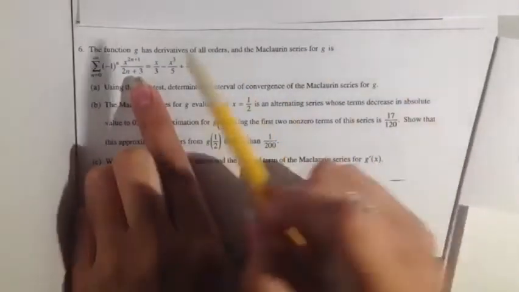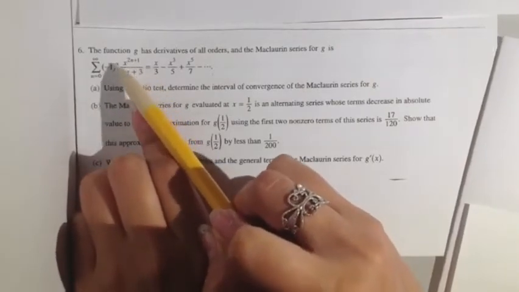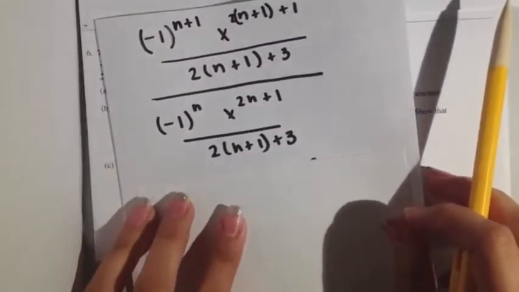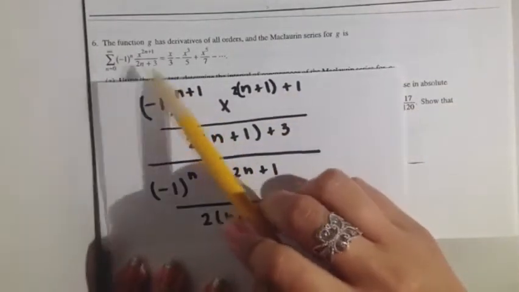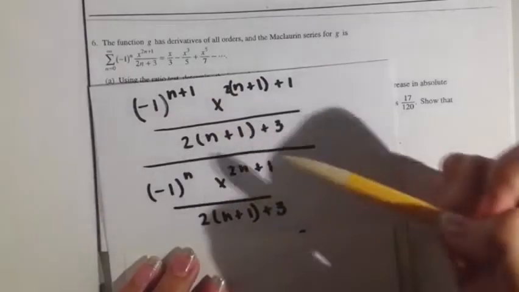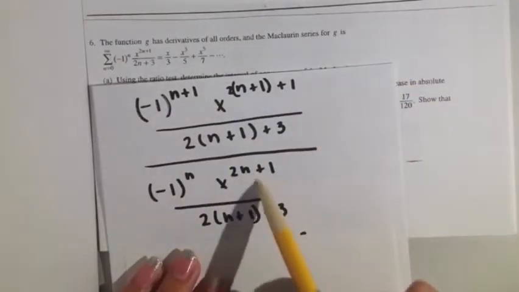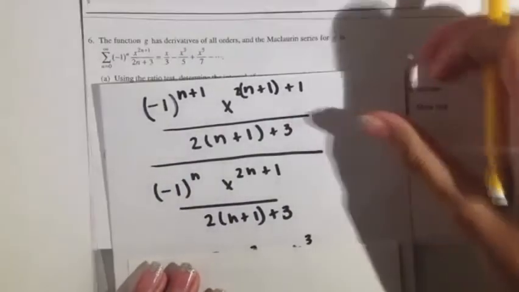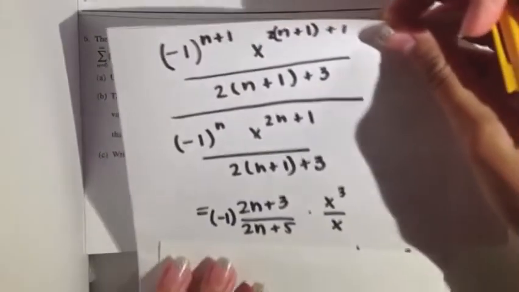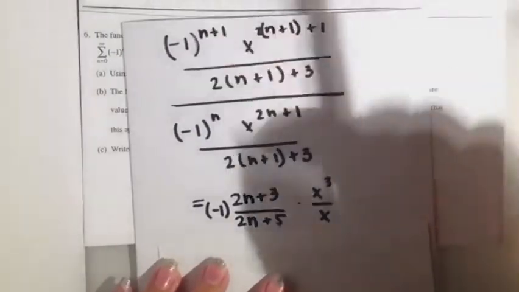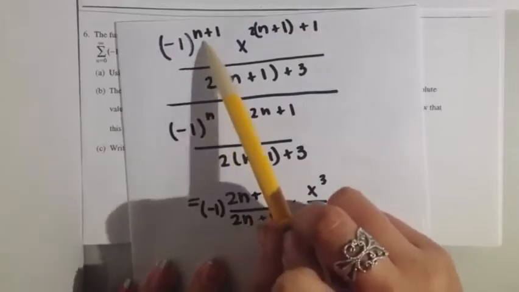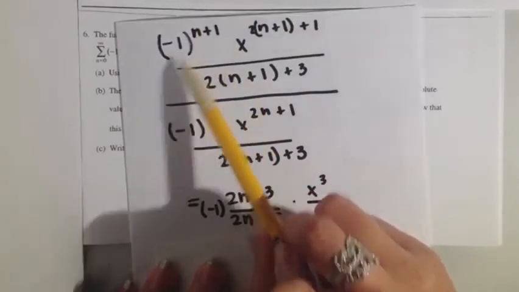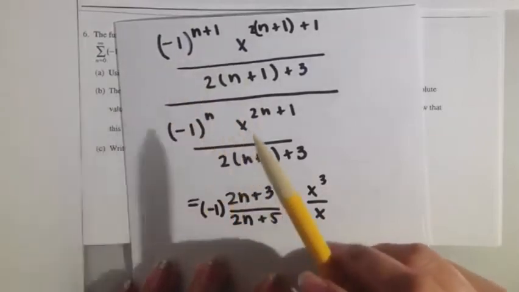You substitute in n plus 1 where n's are shown. It looks like this. See here, n plus 1 substituted. Then you simplify by multiplying by the reciprocal of this bottom fraction, and eventually simplify down to this: negative 1 to the n and negative 1 to the n plus 1. So here the n's would cancel each other out.